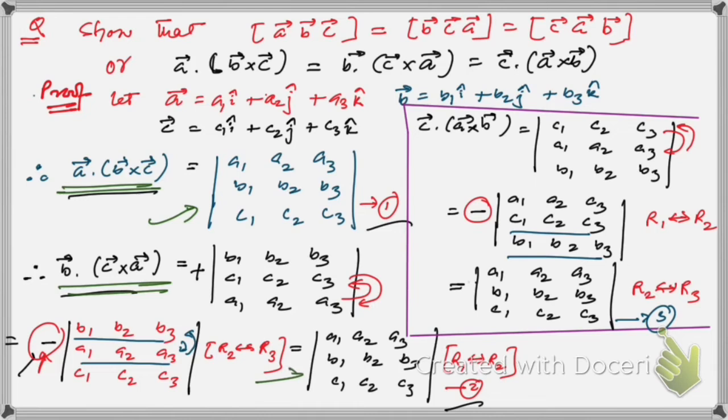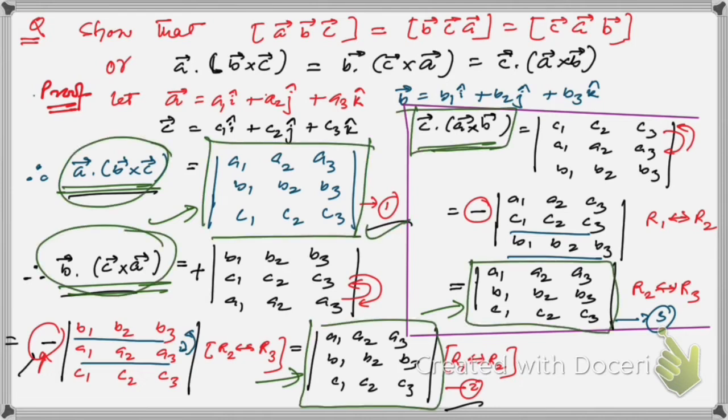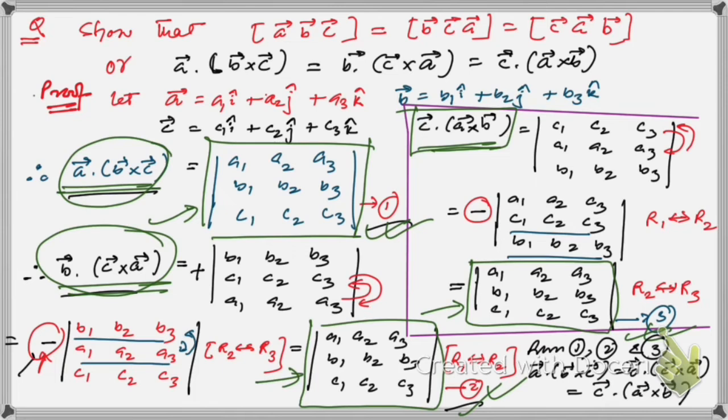Now from all these three equations, if you compare the values of these three results, equation number 1, 2, and 3, you have the same determinant here. That means you have the same value of these three results: A dot B cross C, then B dot C cross A, then C dot A cross B. So from equations 1, 2, and 3, we can write that A dot B cross C is equal to B dot C cross A, and C dot A cross B. So hope you have understood this. That's how we can prove this. This is a very important question.